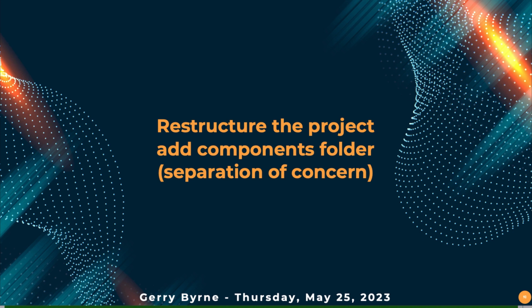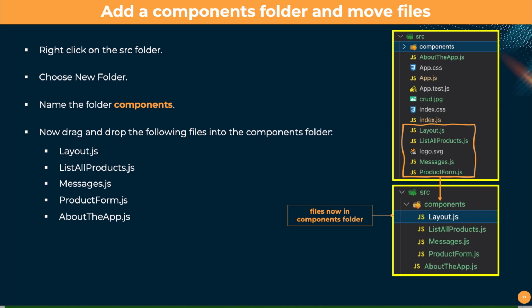what we want to do is restructure the code. So we'll restructure the project in such a way that we have a components folder inside the SRC so that we can separate out the components that we created. So we will create a components folder inside the SRC and move the layout, list all products, messages, product form, and about the app components to it.